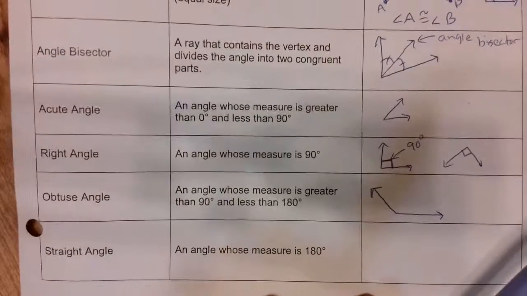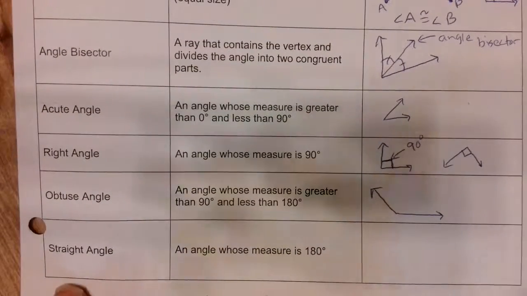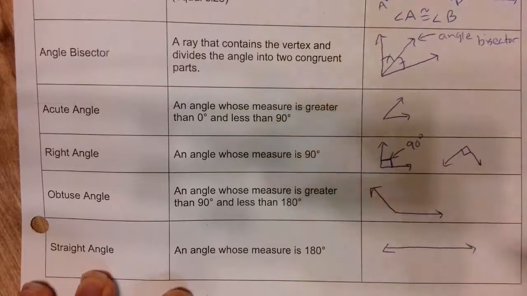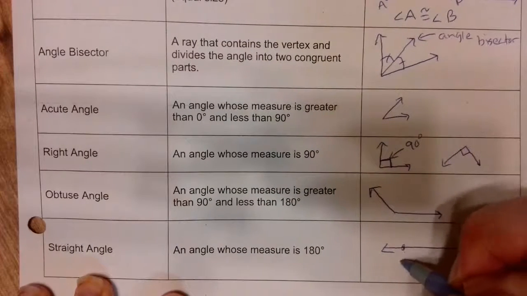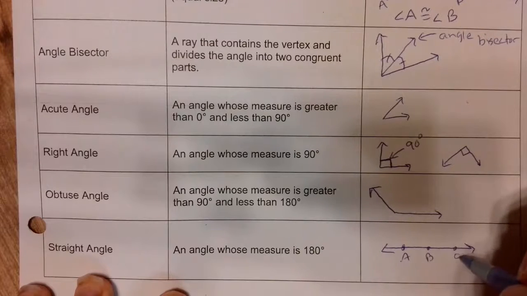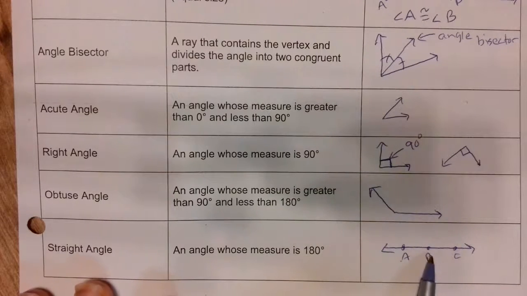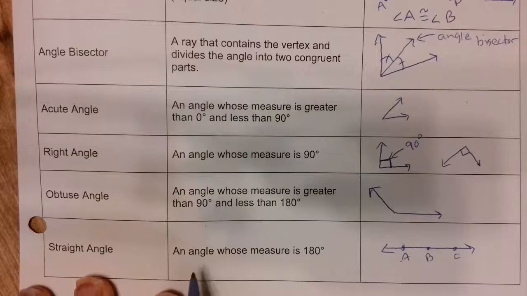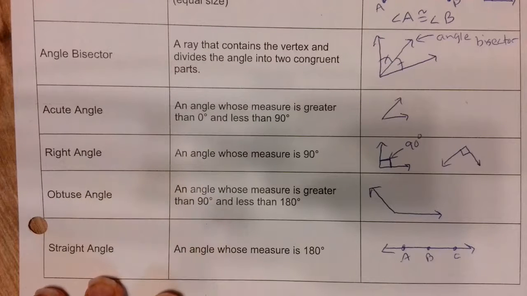A straight angle is an angle whose measure is 180 degrees. It looks like this. Now you would probably have some points here, A, B, and C, and this would be angle B, or angle ABC, or angle CBA. It's a straight angle, it's 180 degrees. Something to remember here is that a straight line is 180 degrees because of the straight angle.